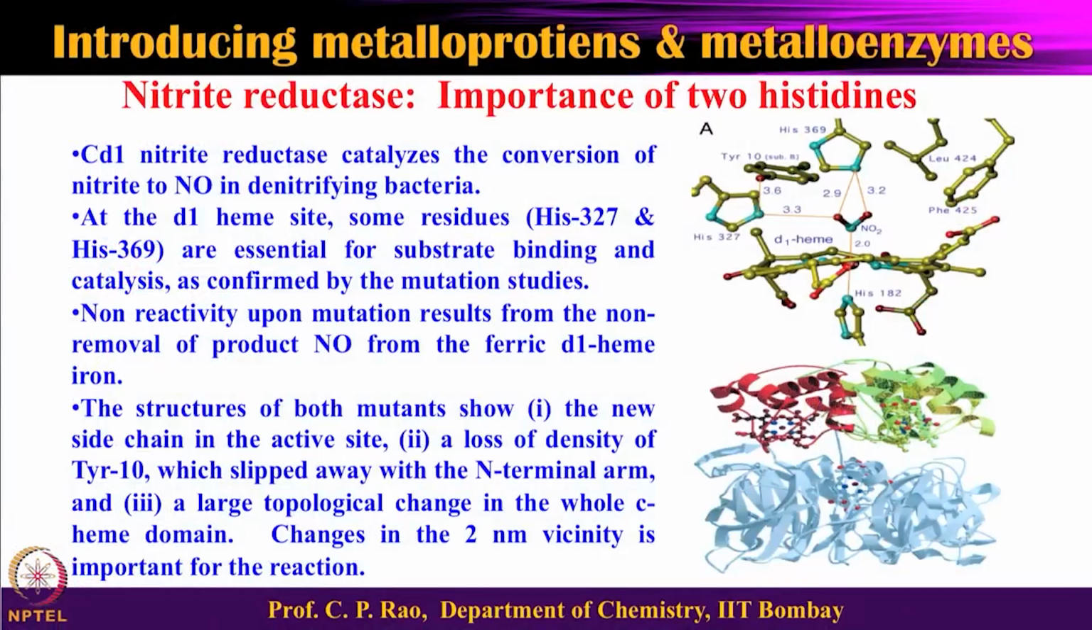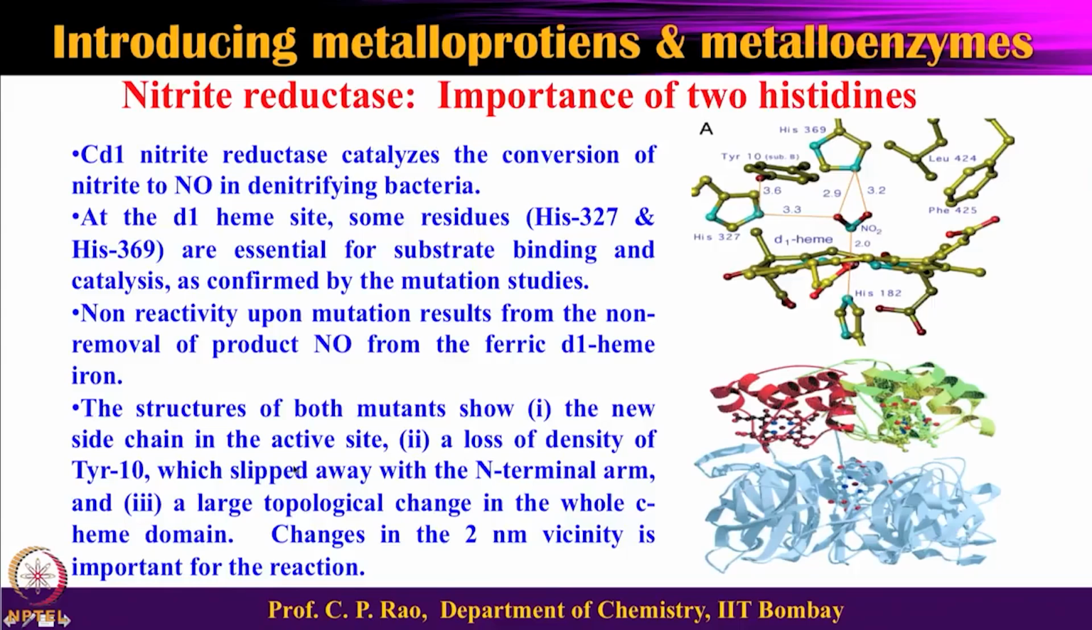When you do the mutation in this particular case, either at histidine 327 or at histidine 369 or at both, what they find is that there is no product coming out of this particular enzyme. The enzyme does not give the product. Actually, it is not that the reaction does not occur. The reaction occurs to a reasonable extent, but the product does not dissociate, it does not come out of this particular system. So, whenever you mutate and change these histidines, the reaction happens, but the catalytic cycle does not complete because the NO does not dissociate. That is a very important point.